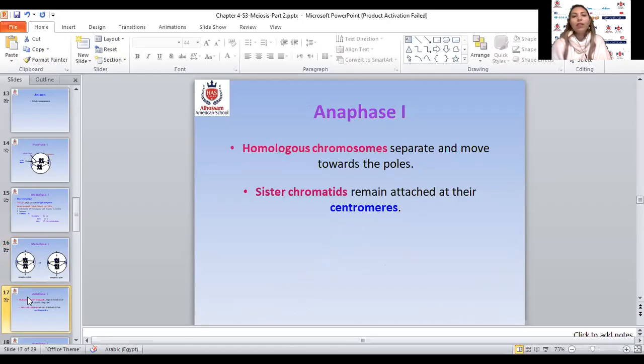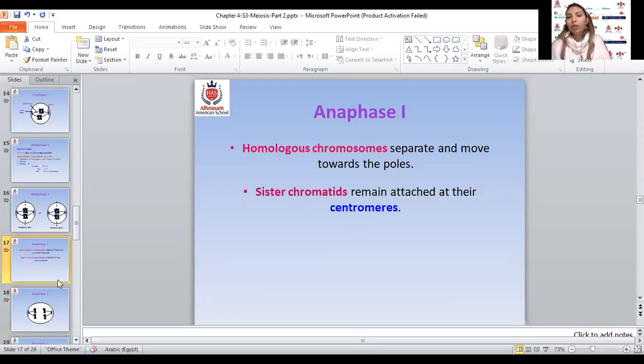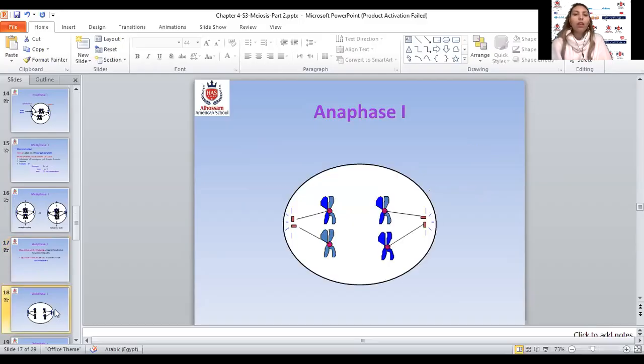Then, anaphase 1. In anaphase, the homologous chromosomes start to separate and move toward the poles of the cell. And the sister chromatids, in this case, remain attached at their centromeres. But in anaphase 2, in meiosis 2, the chromatids will be separated. With the new crossing over, in anaphase 1, the two chromatids attached at the centromere go to different poles.